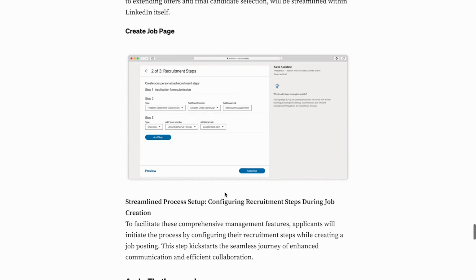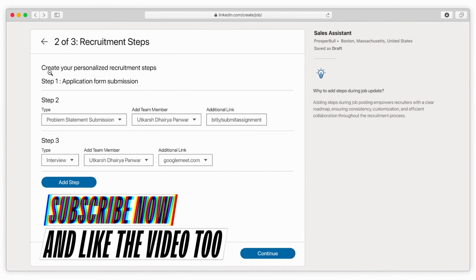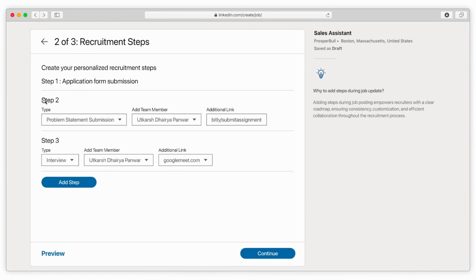Creating a job page, all right? So let's see what's happening over here, right? So basically this is where you're setting up the list of steps, all right? So recruitment steps, create your personalized recruitment process, all right? So step 1 is application form submission. So this is a little weird. It says step 2 of 3, but then you're showing step 1, 2, and 3. I don't know what's happening over here. Step 2 is problem statement submission, okay? Add team member. What does this mean? What does team member mean? And what is additional link? Link for like what? What is the link for? I don't know.